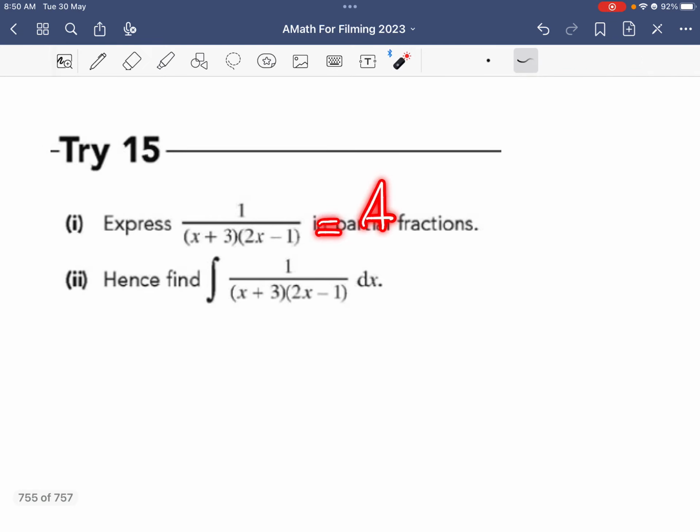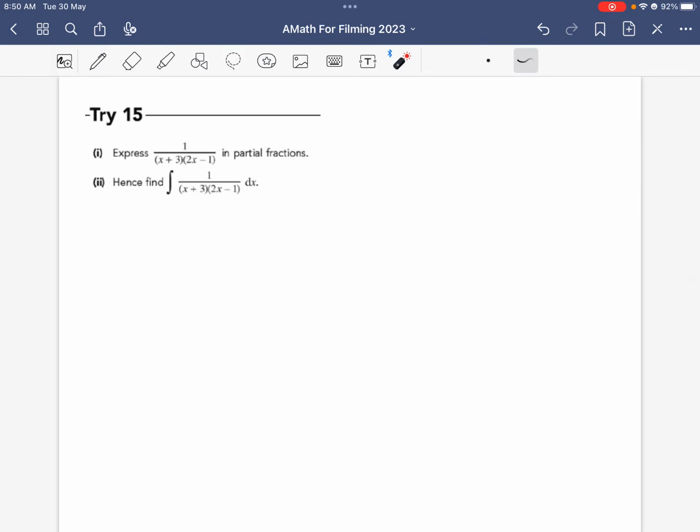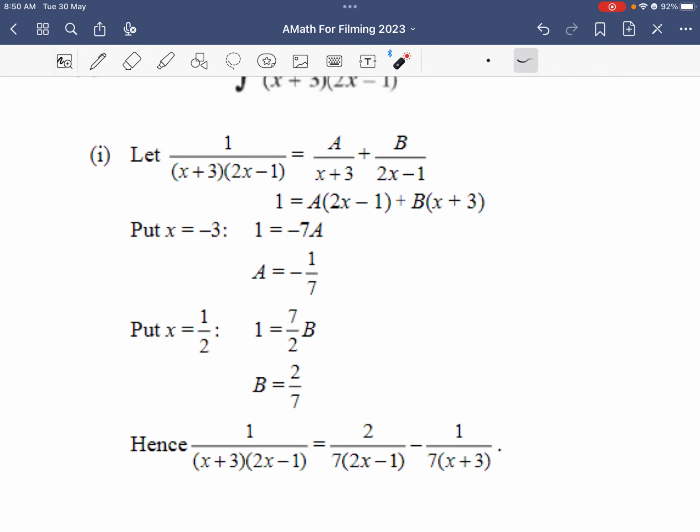First, do the partial fractions. I just give you a very simple clue. If you can see this, it should give you a over (x plus 3) plus b over (2x minus 1). Then you perform the integration itself. So try 15, part 1, as I said. Then you multiply every term by (x plus 3)(2x minus 1). The obvious choice to obtain a is to let x equal negative 3 such that this term will become 0. So a is negative 1 over 7.